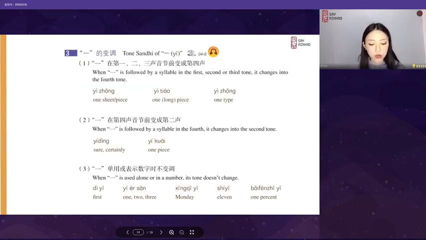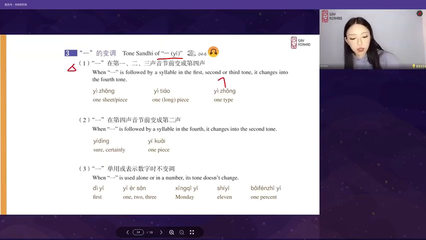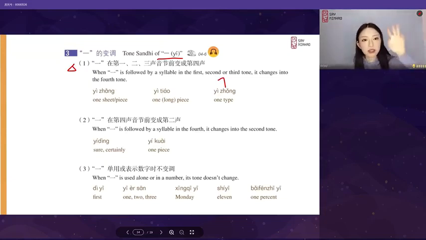Now let's move on to the tone sandhi of 一. We've learned the tone sandhi of 不 before, right? 不 will change when it is before a fourth tone syllable, changing from fourth tone into second tone, for example, 不会. Now let's learn the tone sandhi of 一. There are three rules. First one, when 一 is before the first, the second, and the third tone, 一 will change to the fourth tone.